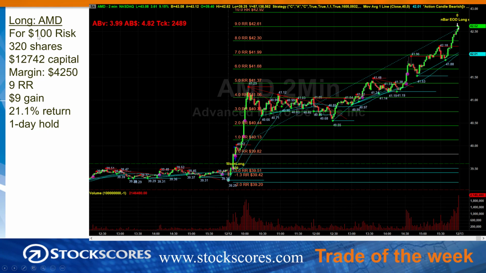So if we look at the economics of the trade, for $100 of risk, you would take 320 shares. That was a position of $12,742, but because this stock is marginable, you would only have to put up 1/3 of the capital, so that would require $4,250. As I said, it earned a 9 RR, 9 reward for risk, which is a $900 gain. Sorry, it says $9 gain. It was a $900 gain for a 21.1% return on a 1-day hold.